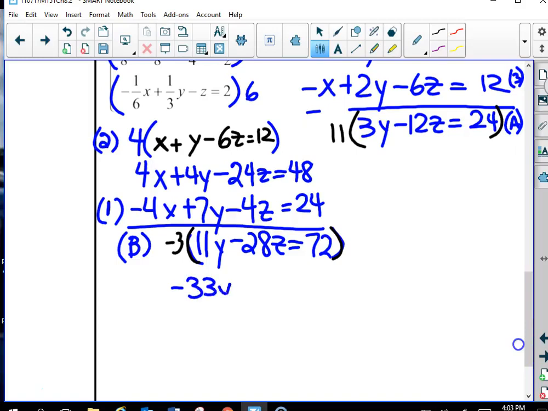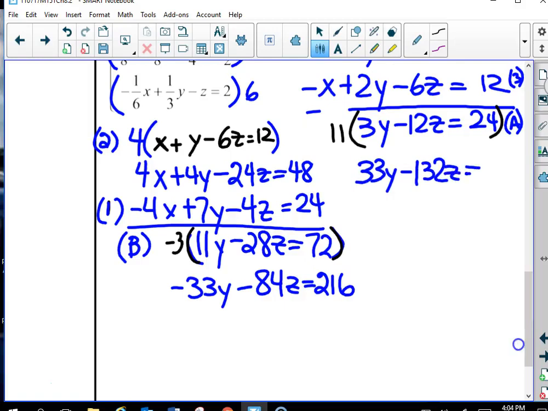Okay, -33y. 28 times 3 is 81z. And 72 times 3, oh, these numbers got really big. 216. And let me take another look at that. 28 times 3. Actually, that's going to be an 84, not an 81. Okay. Doing my multiplication over here, I get 33y minus 132z equals 24 times 11, which is going to be 264.